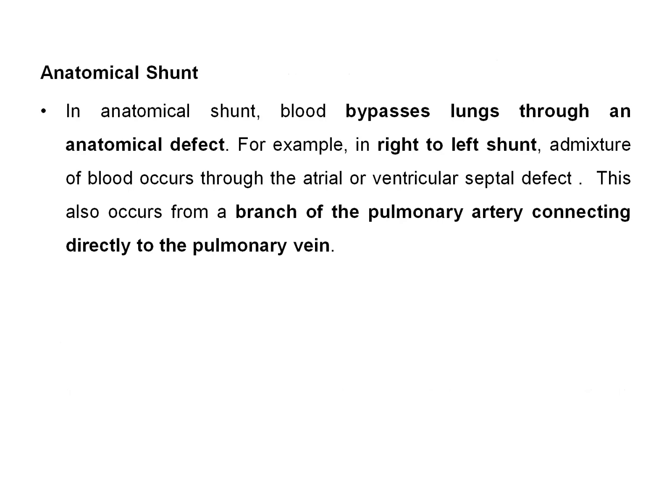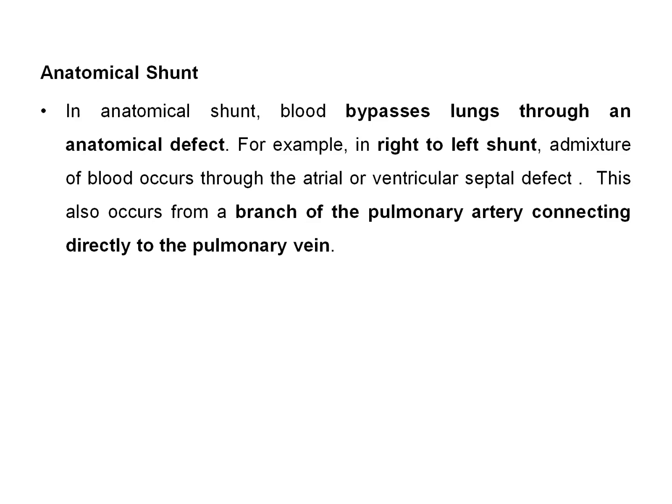So if there is a genetic anatomical defect, for example, right to left shunt, admixture of blood occurs through the atrial or ventricular septal defect. You must have discussed already in the cardiovascular sessions that if there is a septal defect, the septum is the part which separates the atria from the ventricle. And if by birth a genetic abnormality is there and there is a defect which is creating a channel, that creates a right to left shunt. This also occurs due to a branch of pulmonary artery connecting directly to the pulmonary vein.